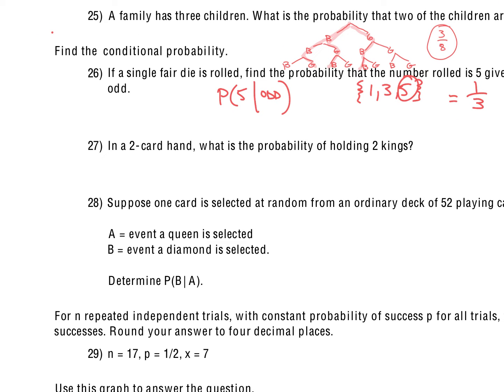In a 2-card hand, what's the probability of holding 2 kings? Well, there's 4 kings in the deck, so 4 out of 52. And then the second card would have to be a king, so then there'd be 3 kings out of 51 cards. Multiplying that together, that's 1 out of 221.